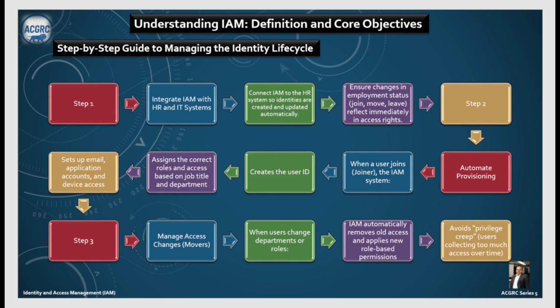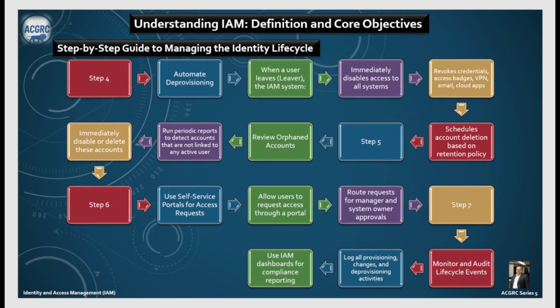That's what we discussed. Moving on to the next step, automate the deprovisioning. That is when a user leaves the IAM system, immediately disable access to all the systems that was given as part of his rights to work. Revoke the credential access, badges, VPNs, email, cloud access, anything and everything.